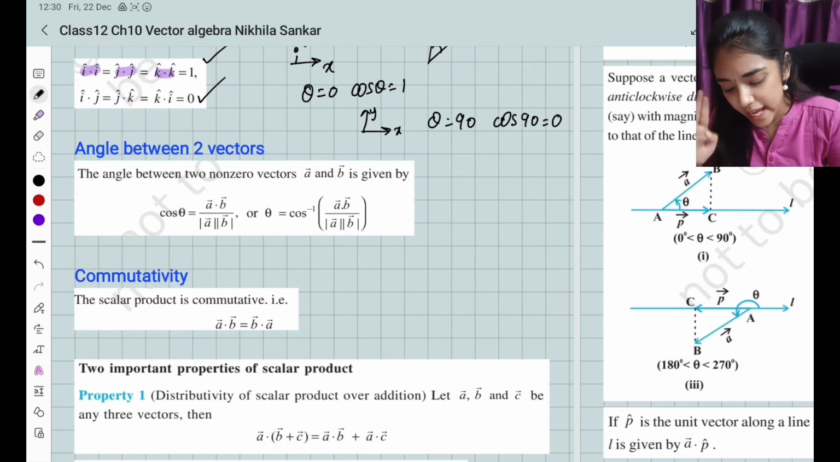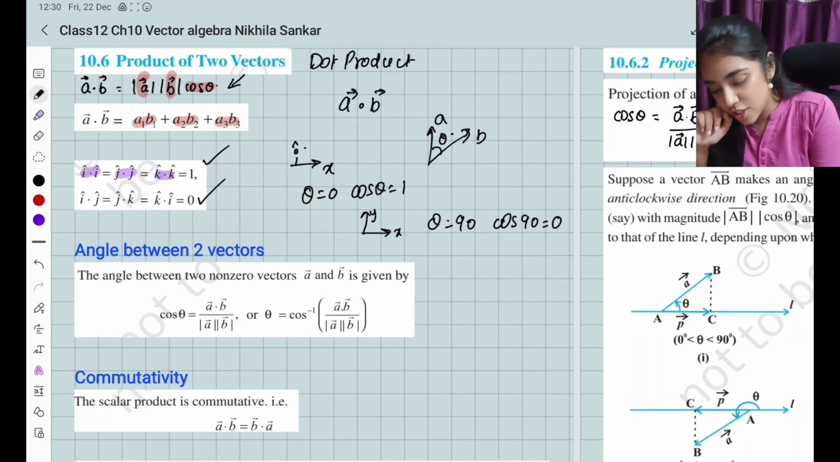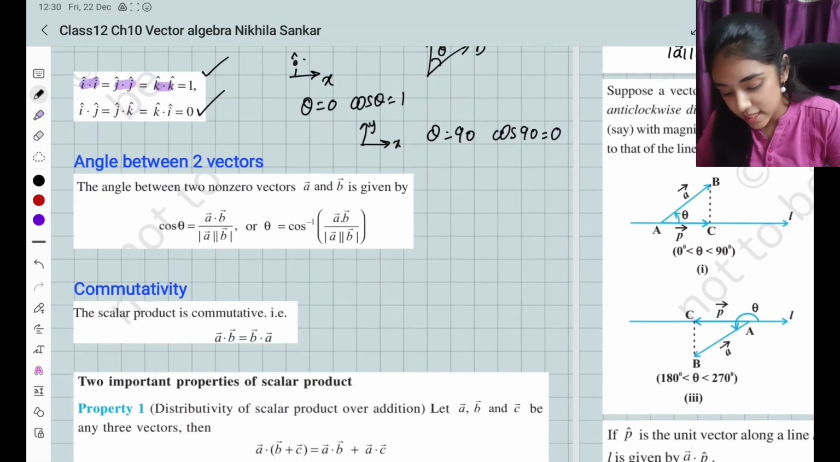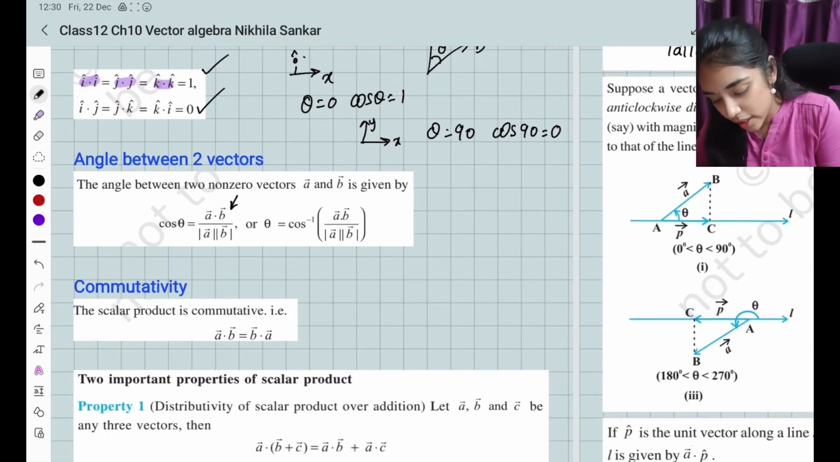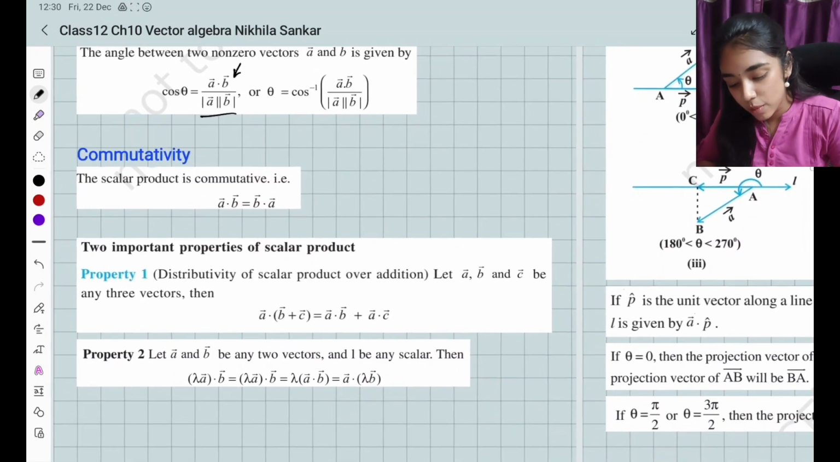Now, what is the angle between two vectors? You can give the angle between two vectors in terms of dot product. So, இப்போ இங்க பார்த்தோம் A dot B is going to be magnitude of A, B times cos theta. So, cos theta என்ன? The dot product divided by the magnitude of two vectors. புரிஞ்சுதா? அவ்வளவுதான். Very simple.